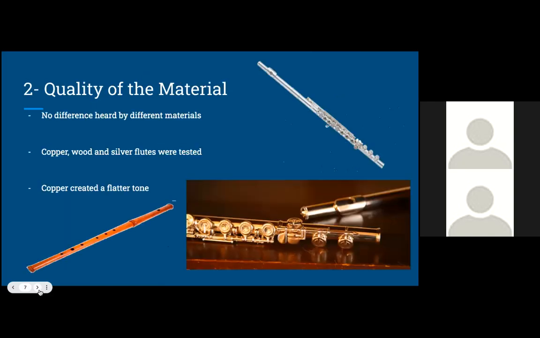Our second objective mentioned was the quality of the material. There is no evidence based on experiments containing trained and untrained musicians that a difference is heard between 3 different materials, which were copper, silver, and wood. It was noted, however, that one player pointed out that one of the 3 instruments was flat, which was the copper-made flute. This makes sense, as copper takes longer to warm up due to its high thermal mass. This can account for why in flute construction, some materials are preferred over others.